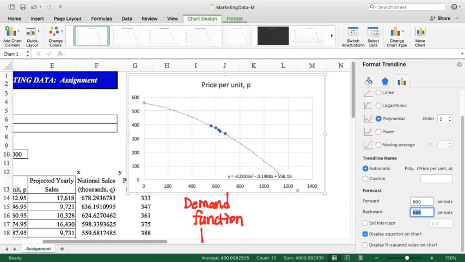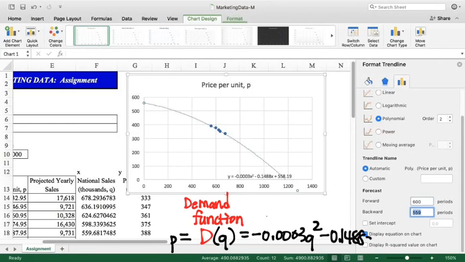Again, the role of the demand function is to relate price to quantity, where quantity here is thought of as my independent variable, my x-axis variable, and price is thought of as my dependent variable, the one on the y-axis, the vertical axis. And so if I'm using q and p as my variables, I would just replace all of my x's from up here with p's instead. Minus 0.0003 q squared. Minus 0.1488 times q plus 558.19. And I get an equation that now models for me the relationship between the quantity that I can sell in the national market and the price that I want to charge in the national market for my product.